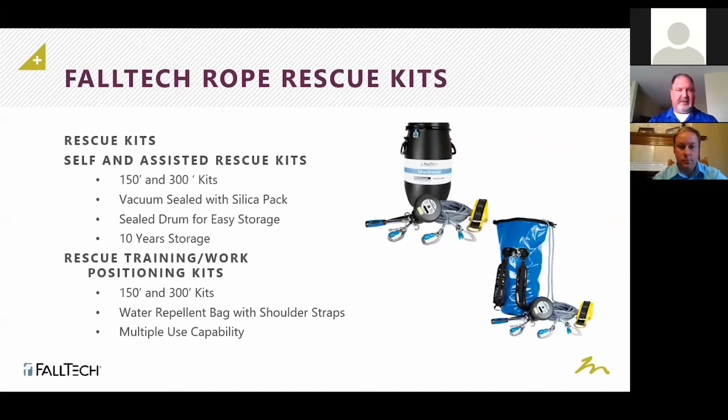This is an example of the FALLTECH. We make it at 150 and 300. We can actually do up to 1,600 feet. But this is a descent device. There's also a 20-foot pole that, when the person is below foot level, can reach out to their D-ring and clip the system to it.